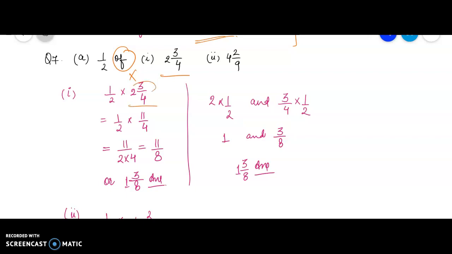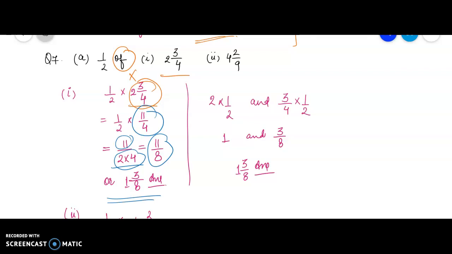I'll change this 2 3 by 4 into an improper fraction, that is 11 by 4, and I'll multiply the numerators and the denominators, and I'll get 11, and in the denominator 2 4s is 8, so I'm getting 11 upon 8, and I can change it into a mixed fraction and I'll get 1 3 upon 8.